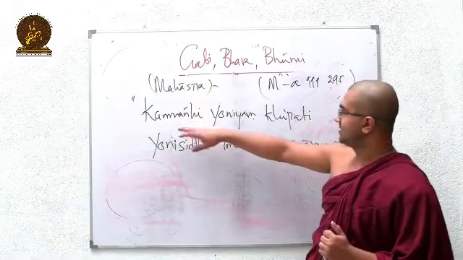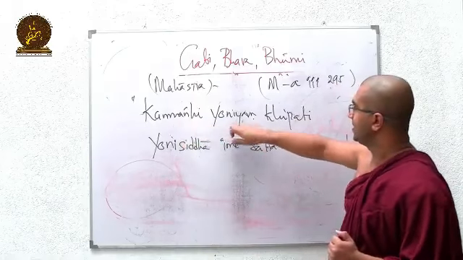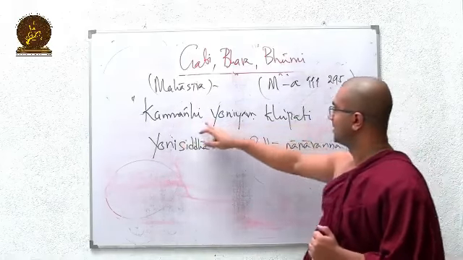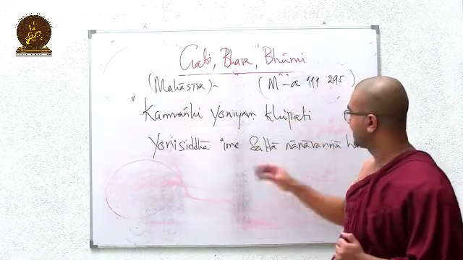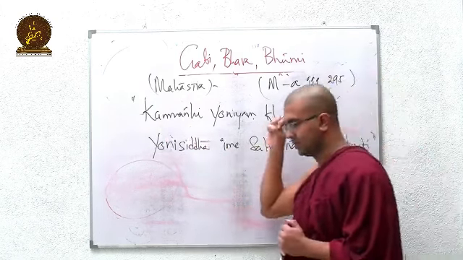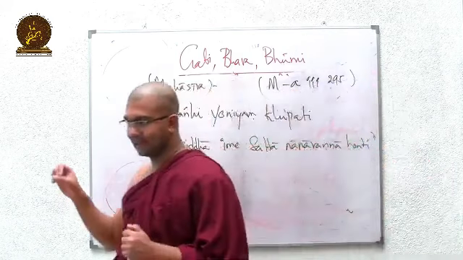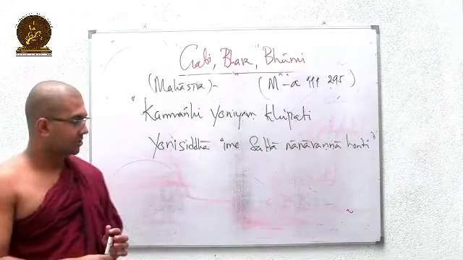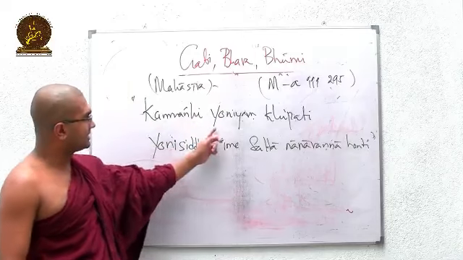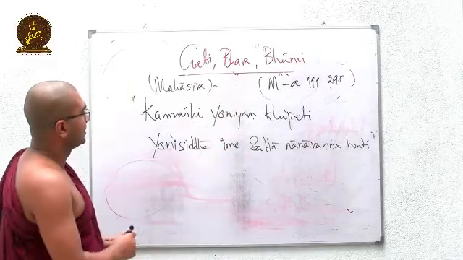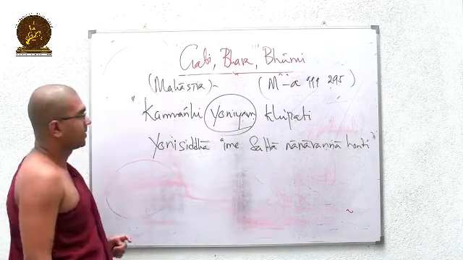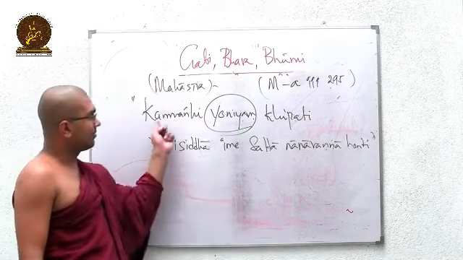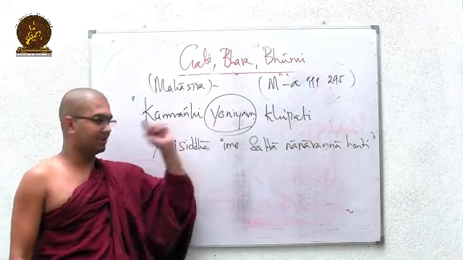So what does this Pali sentence mean? Kamman hi yoniyang kipati. The subject is kamman, the karma. Kipati puts or throws something at a certain place. So the karma puts the beings in the yoni. So what does this word yoni mean in Pali?